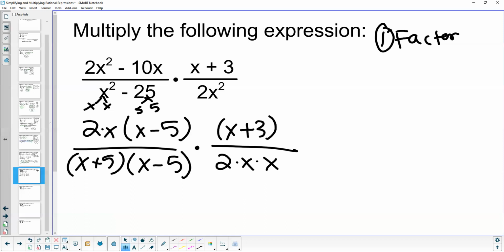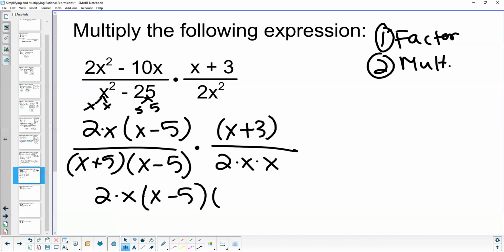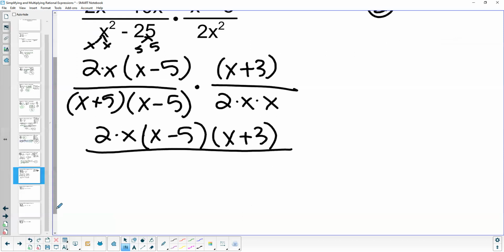Awesome. So then what we want to do is that second step where we multiply them. And all that that means is we are going to create one long chain with all those. So 2 times x minus 5 times x plus 3 all over x plus 5 times x minus 5 times 2 times x times x.